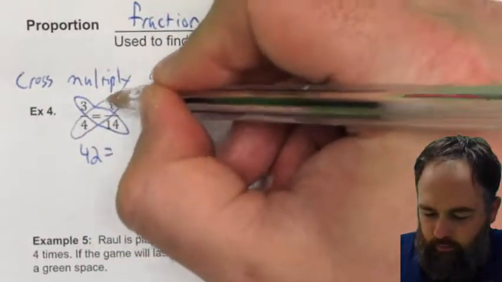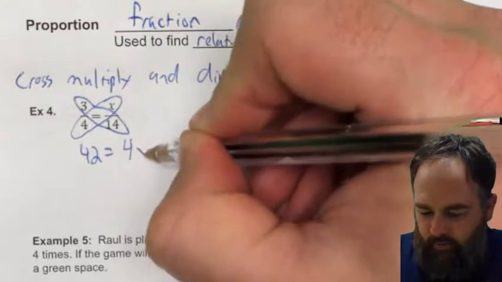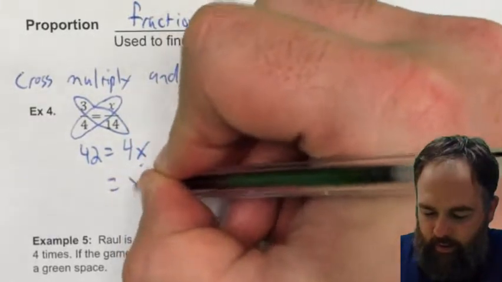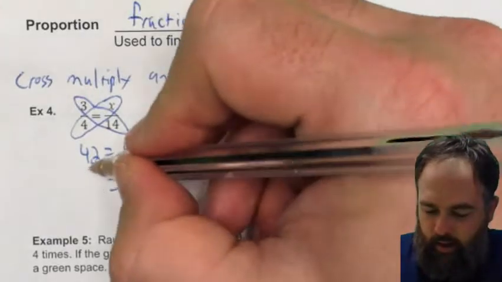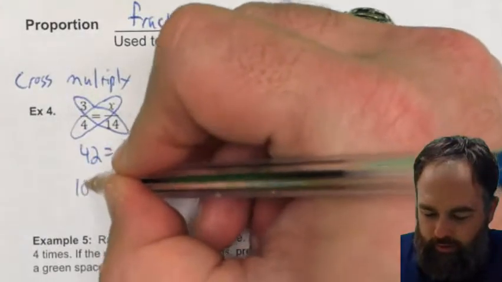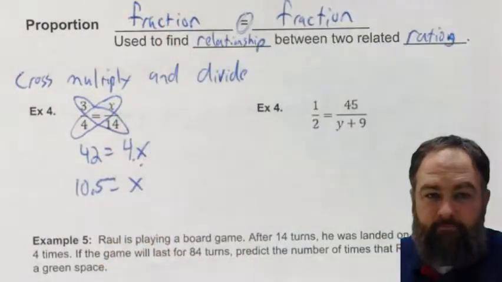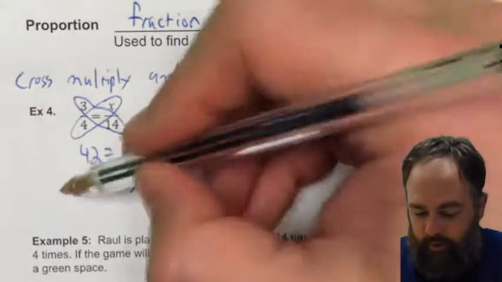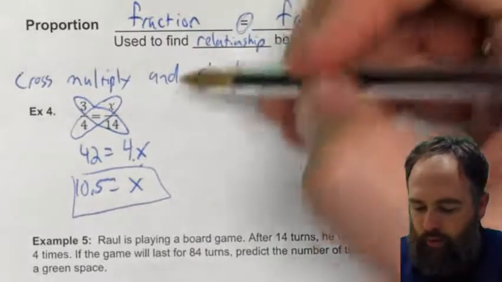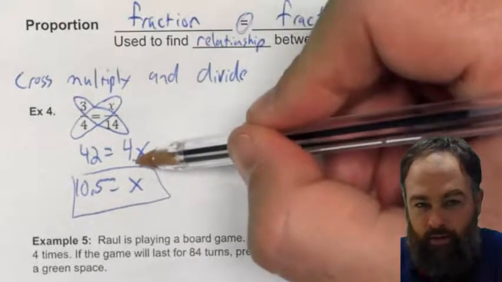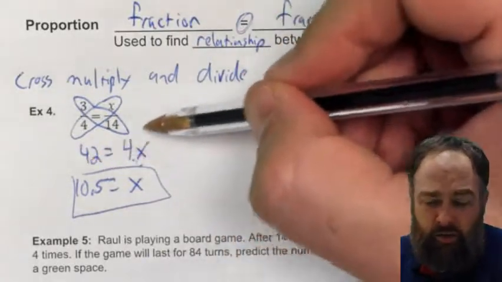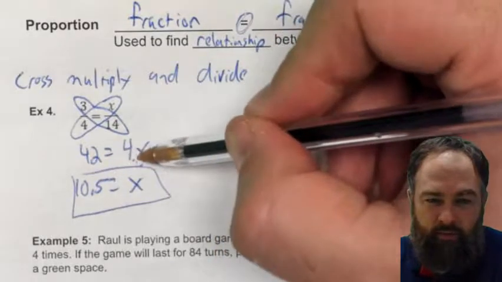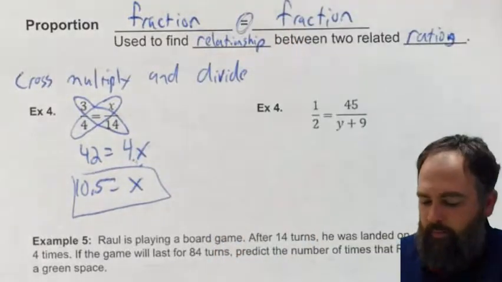And then 4 times x is 4x. Now, in order to get x by itself, we're going to have to divide by 4. And so 42 divided by 4 is 10.5. Now, in this particular case, it actually was cross multiplying and dividing. But realize the reason you had to divide here was because this step needed you to, because it was 4 times x, so divide by 4 to get rid of this coefficient here.